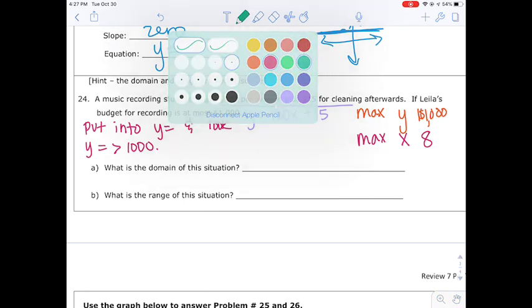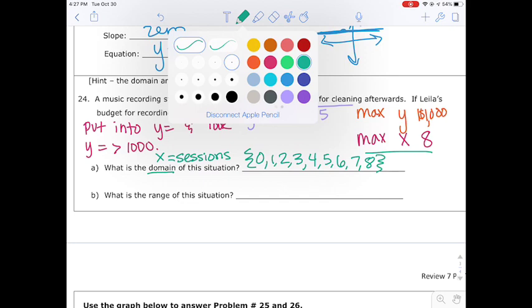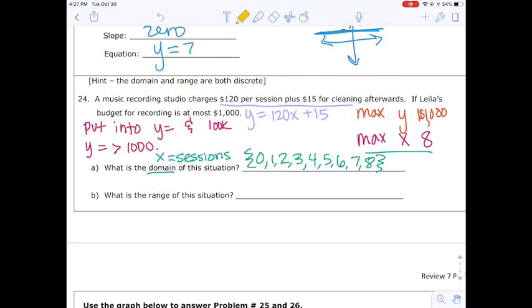So they first asked me for the domain. Domain is your X's, which is your sessions. I can do up to 8 sessions. I can have 0 sessions, but I cannot have in between sessions. You can't have half of a session. So this is discrete, which is what they tell you up here, which means you don't do the inequality. You instead do the squigglies.